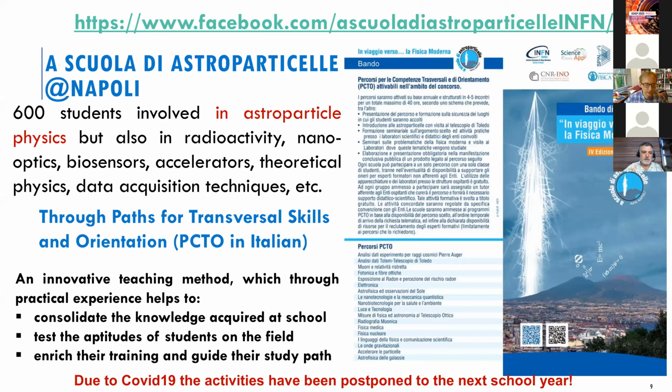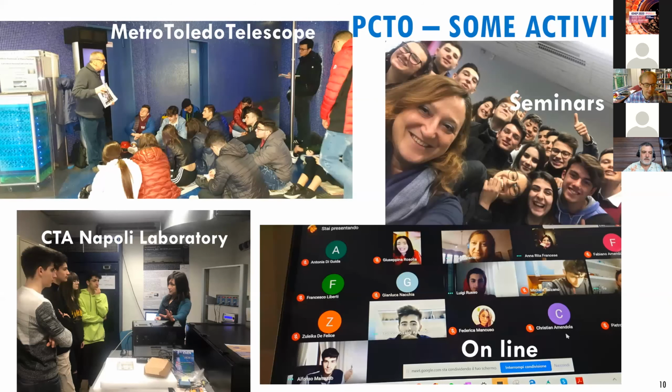That means Astroparticle Schools, which every year involve about 600 students from the Campania region, not only on astroparticle topics, but also radioactivity, nano-optics, biosensors, accelerator theoretical physics, data acquisition techniques, and so on. This is done through Paths for Transversal Skills and Orientation, PCTO in Italian, an innovative teaching method which through practical experience helps to consolidate the knowledge acquired at school, test the aptitude of students in the field, enrich their training and guide their study path. All details can be found on the Facebook page of the project. Unfortunately, due to the pandemic, this activity has been postponed to the next school year, but even if some of it went online, like reported in this picture.